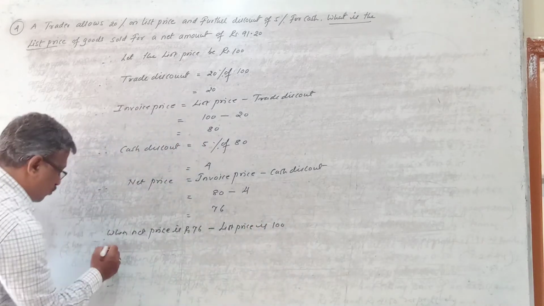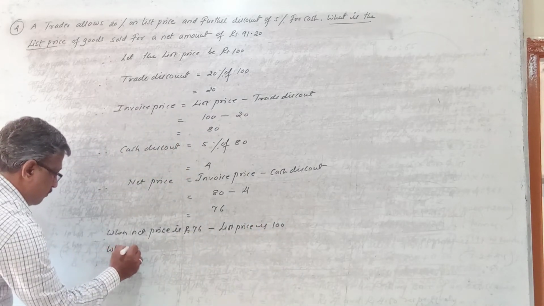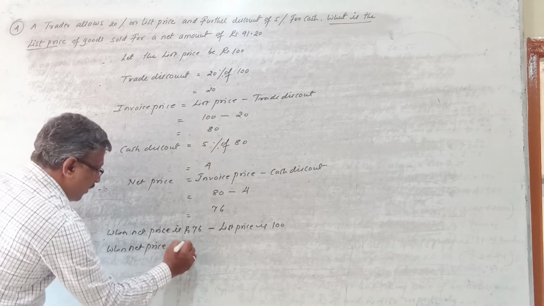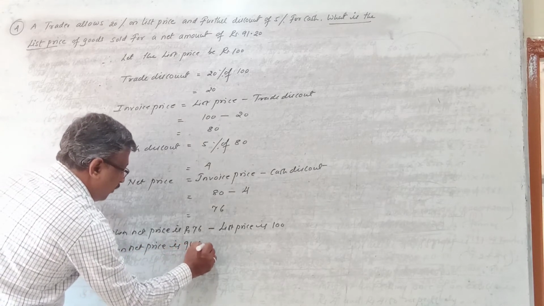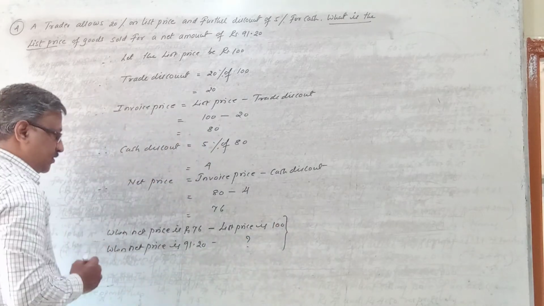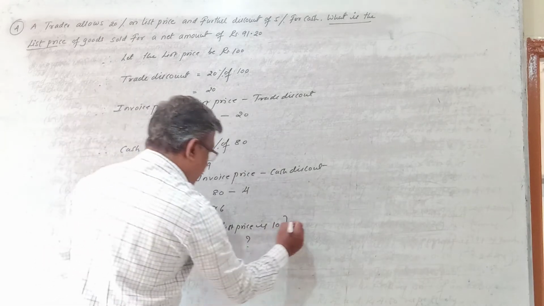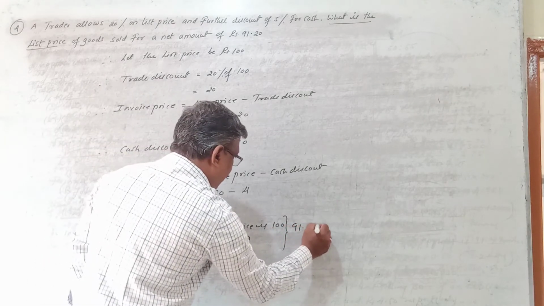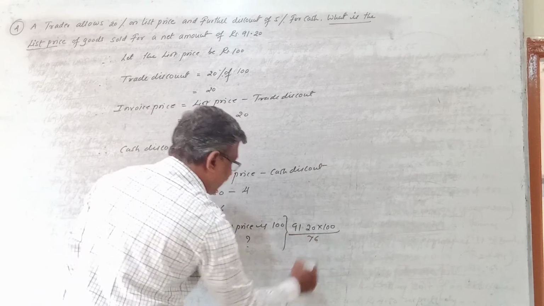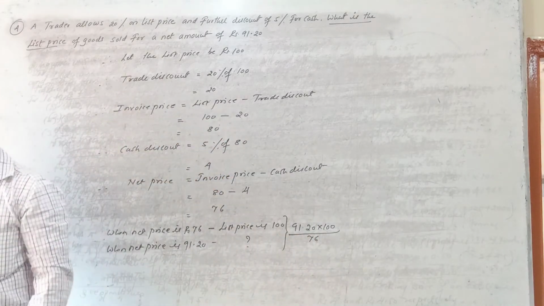100. So what I want, when my actual net price is rupees 91.20, then what must be the lease price? It is 91.20 into 100 divided by 76. So multiply and divide.